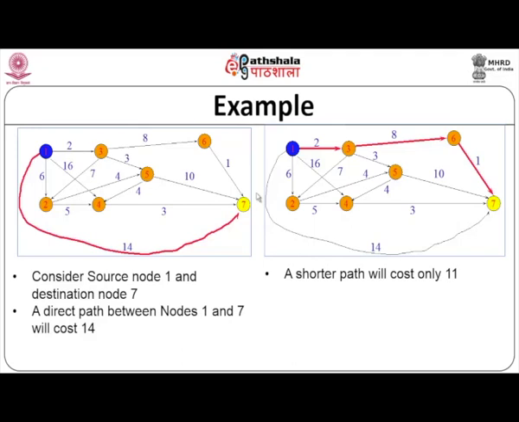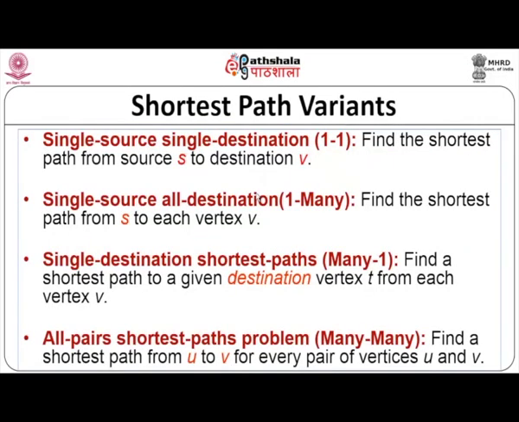Now, if you look at this, 3 has predecessor 1, 6 has predecessor 3 and 7 has predecessor 6, that is, pi of 7 is 6, pi of 6 is 3, pi of 3 is 1, pi of 1 is nil. So, that is the terminology we use. Now, before we go further, let us look at the shortest path variants. There are many variants. One simple variant is single source, single destination. It is called 1:1.